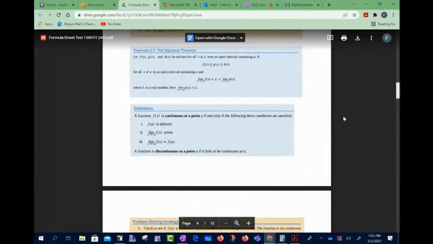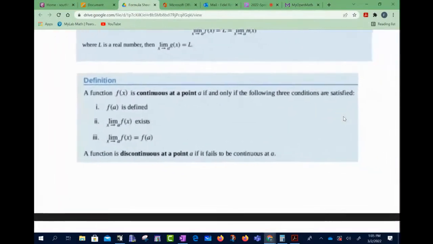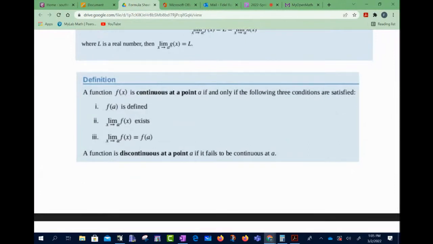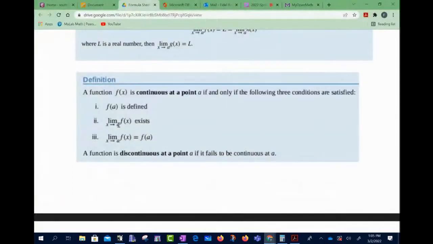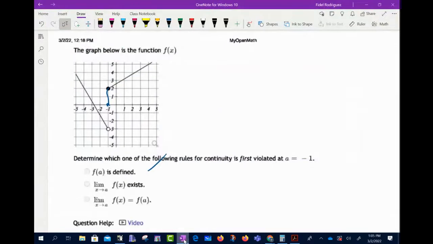Here we go. So look right here, y'all. A function f is continuous at a point a if and only if the following three conditions are satisfied. Okay, so look, it says f of a is defined. Okay, let me ask the question. Is f of negative 1 defined? So at negative 1, could we go either up or down and hit our graph? Yes. And we would hit what value? 2. So it's defined. We're okay there. We haven't violated that rule. Okay. Let's come back to my formula sheet. Does the limit exist? So let's come back over here. Does the limit exist, y'all?